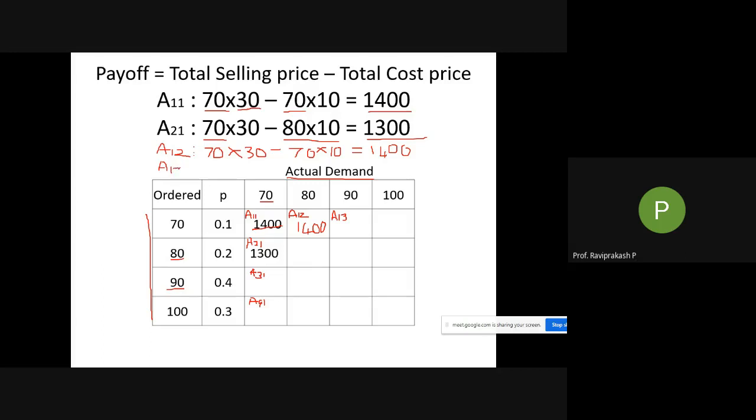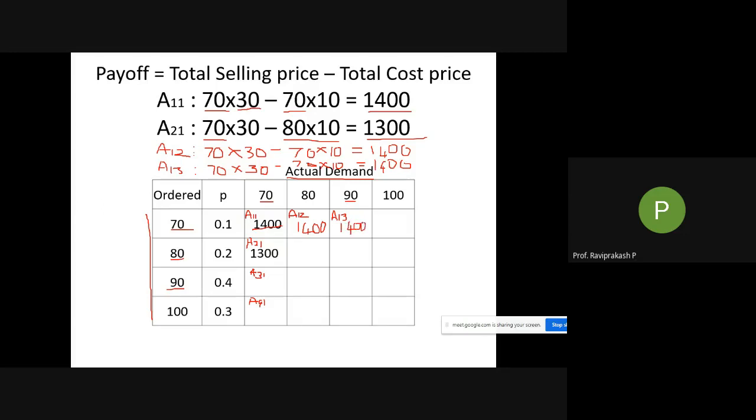A13. What is the value? How much can you sell? So A13 is this one. I'm having 70 ordered here, 70 is ordered and 90 is the demand. How much can I sell? 70 only, because we are having only 70. So 70 into, for how much value am I selling? For 30 per dozen I am selling. Minus how much I am buying? I am buying only 70. So 70 into 10 again. So what is the value? Same as the above. It is 1400 only. It will not change.